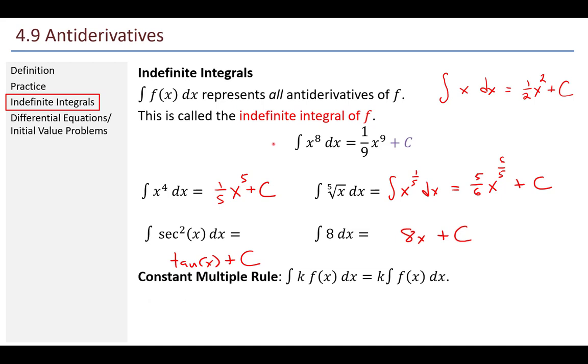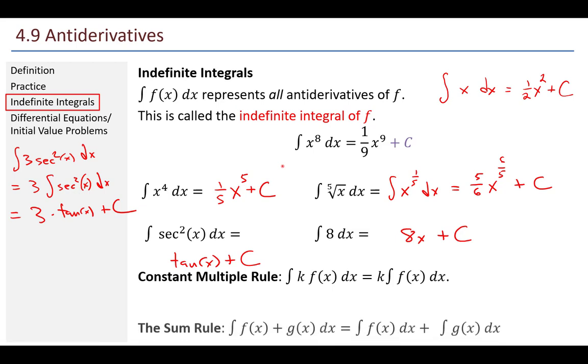We have a couple nice rules that will help us simplify problems. The first is the constant multiple rule. The antiderivative of k times f of x is the same thing as k times the antiderivative of f of x. So for example, the indefinite integral of 3 secant squared x dx is really equal to 3 times the indefinite integral of secant squared x dx. And so that's just 3 times tan x plus c.